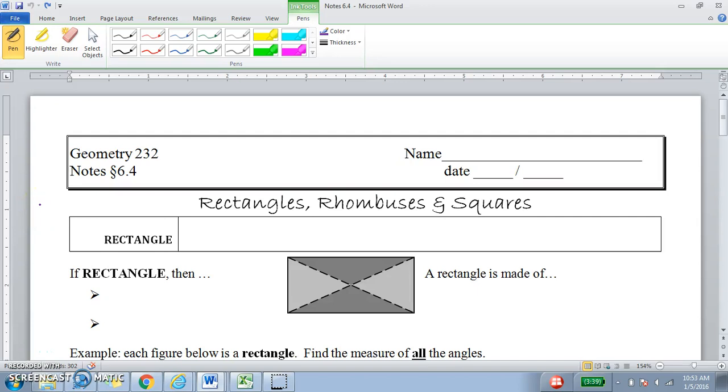This is geometry, section 6.4, rectangles, rhombuses, and squares. So you've probably heard of all of those things before. We're going to formally define them in this section. So a rectangle is technically a parallelogram.